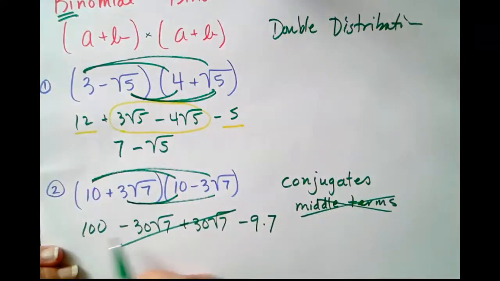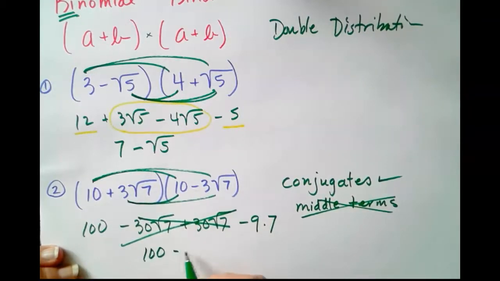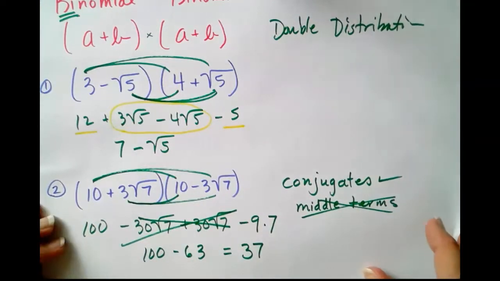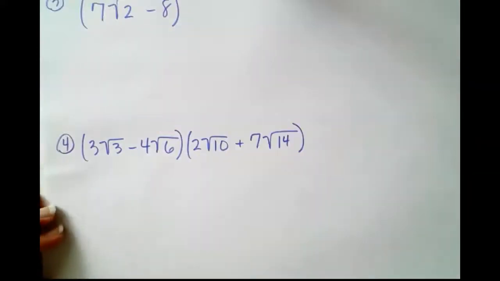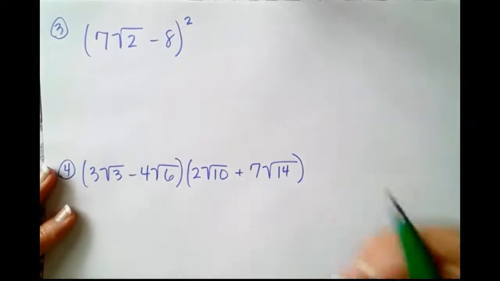So what do we have left? Middle terms canceled as expected because these are conjugates. We're left with 100 minus 63, and 100 minus 63 is 37. So the product of those two conjugates is the whole number 37. Quickly, 2 more problems and then this video concludes.